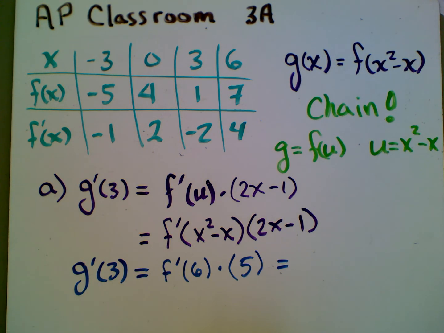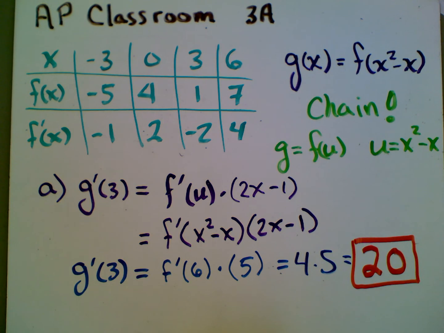You'll realize that what you're trying to find is the derivative of f at 6 times 2 times 3 minus 1, which is 5. Plugging in, the value for the derivative of f at 6 is 4. Well, now our answer here is 20. So let's take a look at part B.